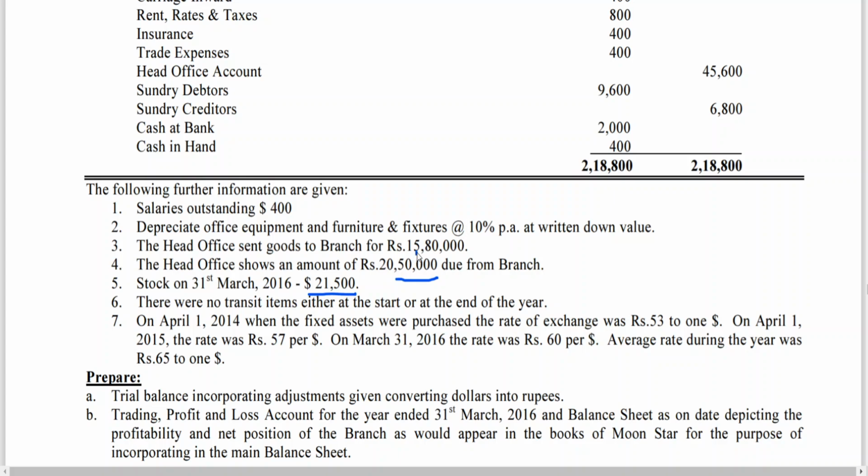I think these values, you know. Head office sent goods will be taken actual on the debit side. Head office shows an amount, means it will be showing on the credit side, and there were no transit items either at start or at the end of the year. And we got, when the fixed assets were purchased, the rate of exchange 53 on 1st April, plus opening conversion rate, closing conversion rate, and average rate. Trial balance incorporating adjustments, converting dollars into rupees.